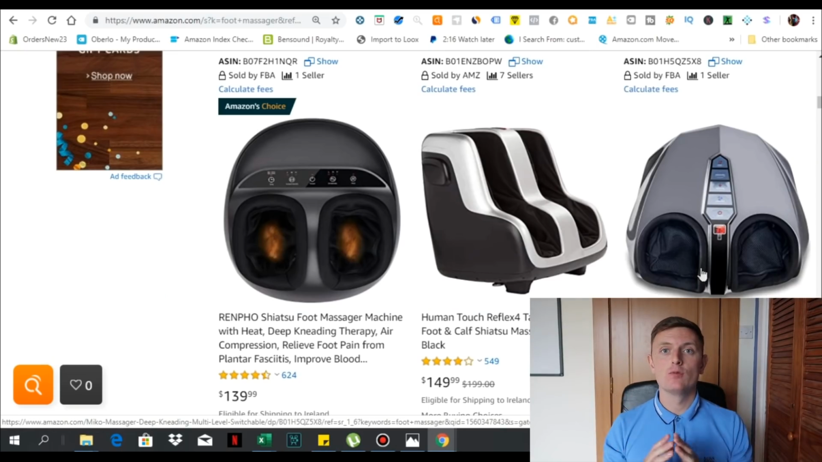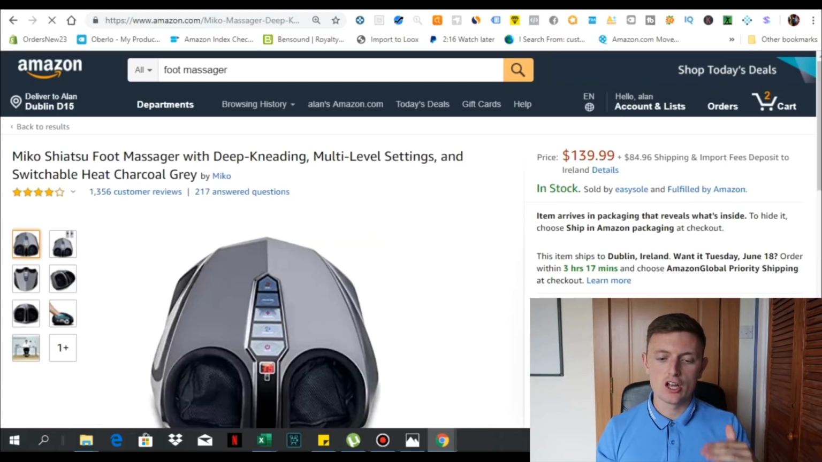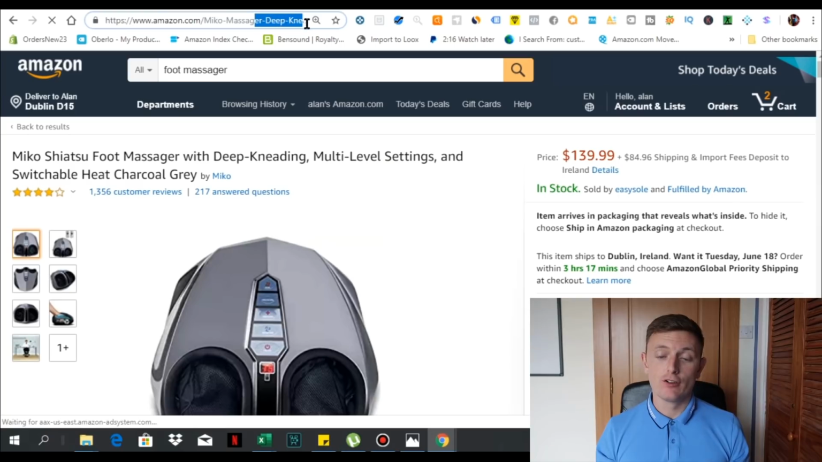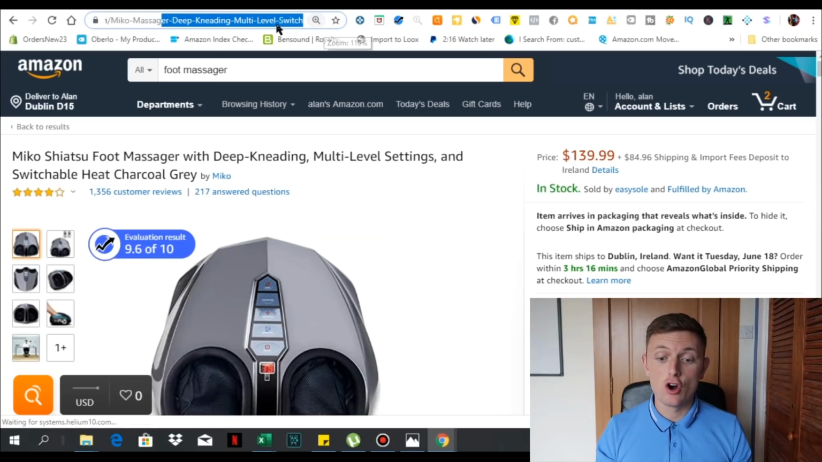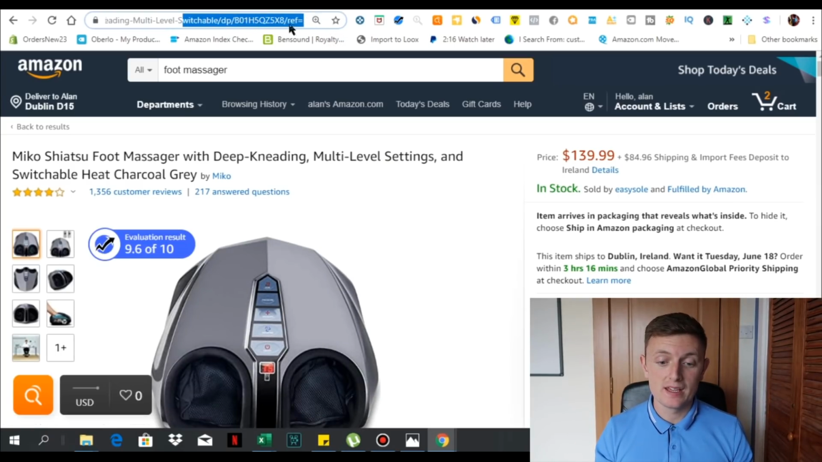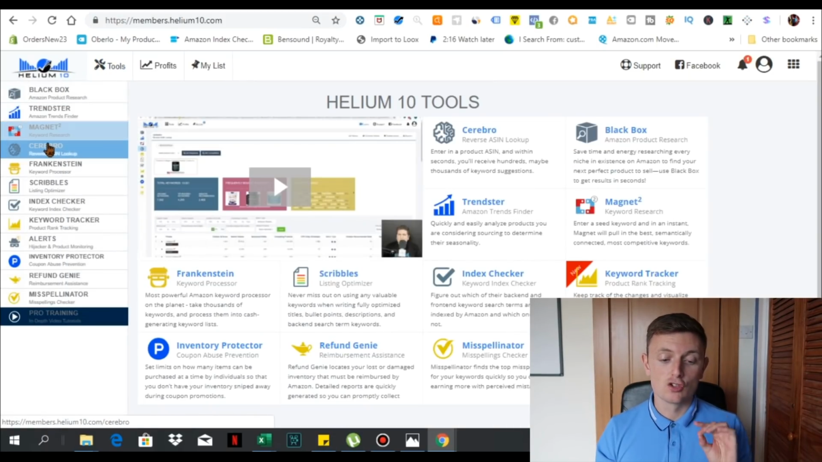Okay, so the next campaign we're going to run is Spanish words. These are really good ones, guys. A lot of people aren't doing this, and if a lot of people aren't doing this, the bids aren't that high usually, so we can make a good bit of profit here. What we're going to do is come over to our competitor's listing and copy and paste it into Cerebro. It's a tool by Helium 10.